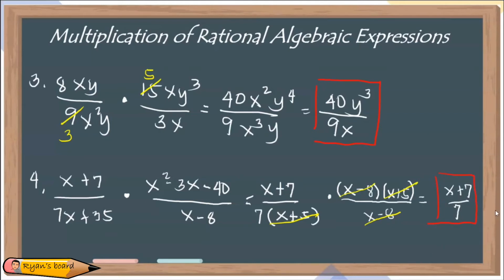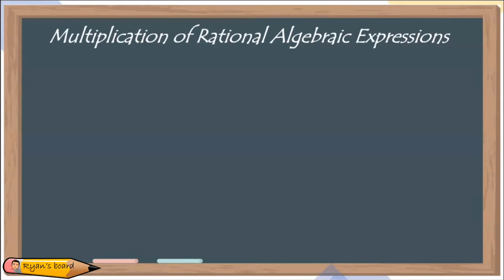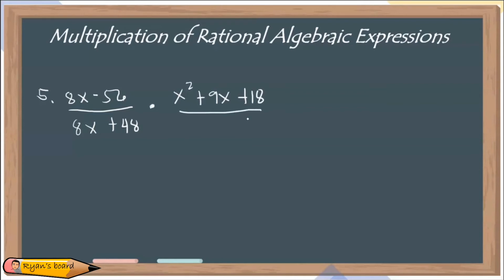Okay? So, kailangan siguro natin ng mas maraming practice dito. So let's try last one for multiplication. Let's say 8x minus 56 over 8x plus 48, times x squared plus 9x plus 18 over 8x squared plus 24x.